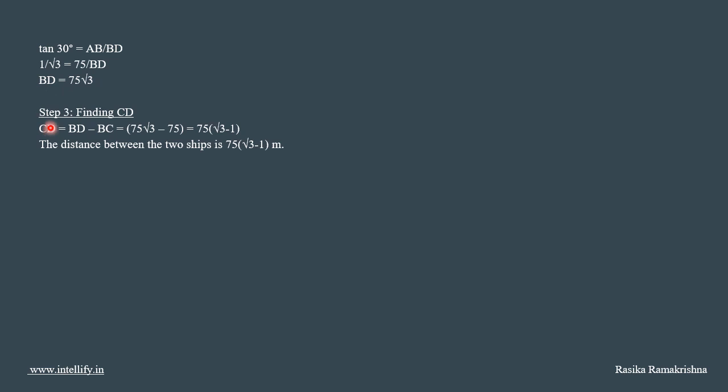Now we have to find CD. That is what the question has asked us to find. BD is equal to BC plus CD, and we know the values of BD and BC. Therefore, CD is going to be nothing but BD minus BC. BD here is 75 root 3 and BC we just saw was 75. Therefore, we have CD to be 75 times (root 3 minus 1). Therefore, the distance between the two ships, which is CD, is 75 times (root 3 minus 1) meters.